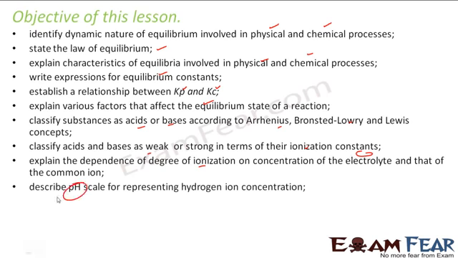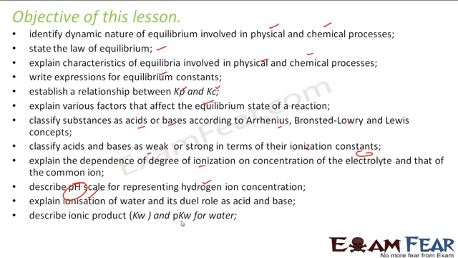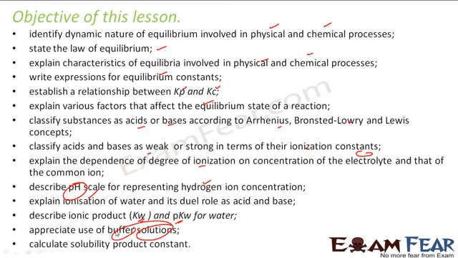We'll describe the pH scale for representing hydrogen ion concentration. We'll also explain the ionization of water. We'll have some terms called Kw and pKw of water. We'll explain that. We'll learn something called buffer solutions, and we'll also learn something called solubility product. These things we'll learn in this chapter.